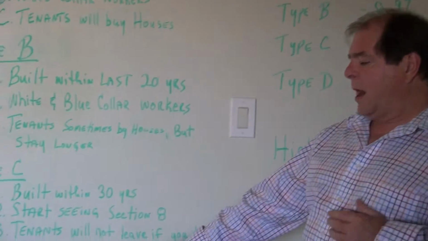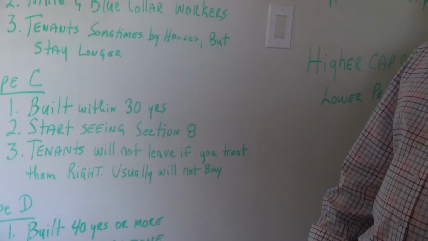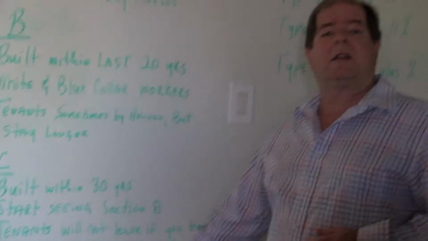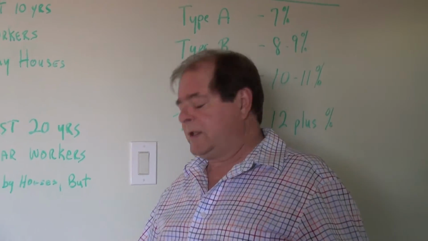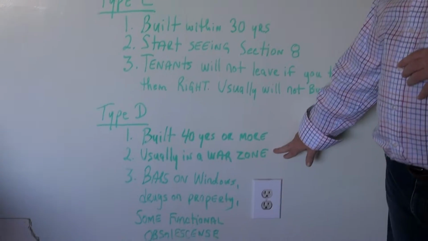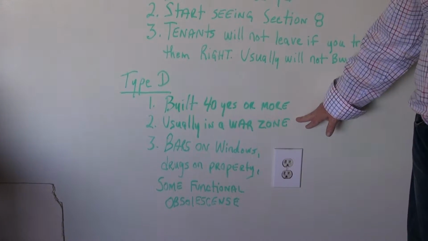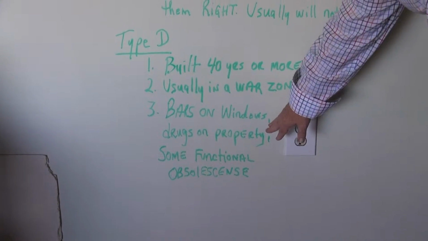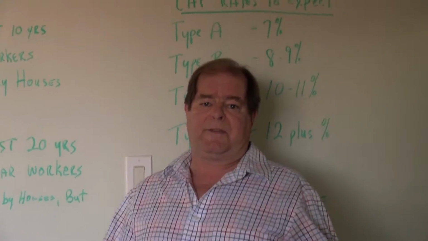The lowest type of property on the totem pole is what we call a D property. These are the properties that you will find in the ghetto. They're usually built 40 years or more ago. Maybe when they built them 40 years ago, it was a nice property. But 40 years goes by, and the demographics of the area change. That's why I put down here, it's usually in a war zone now. Probably wasn't a war zone when they built it, but it is now. Some examples: you have bars on the windows, you might have people in the neighborhood selling drugs, maybe even out of your building. And it has some functional obsolescence, which is the part that needs to be fixed up.